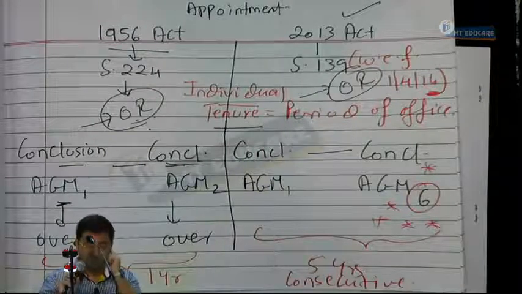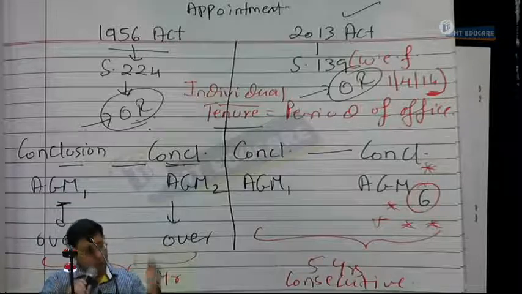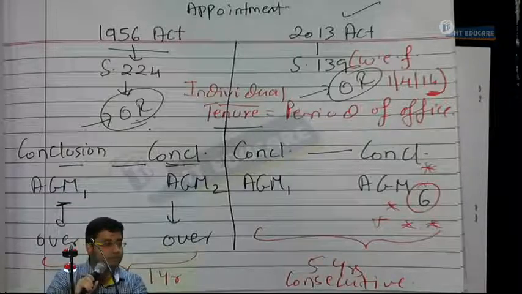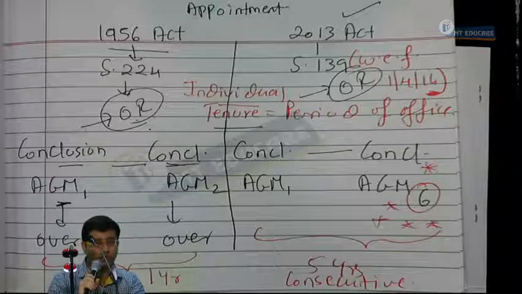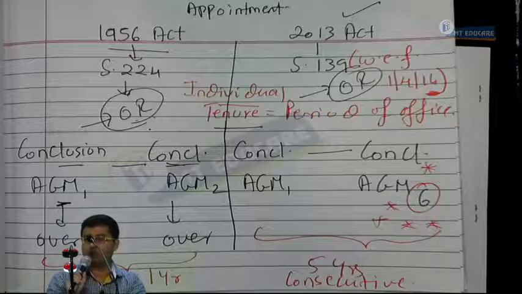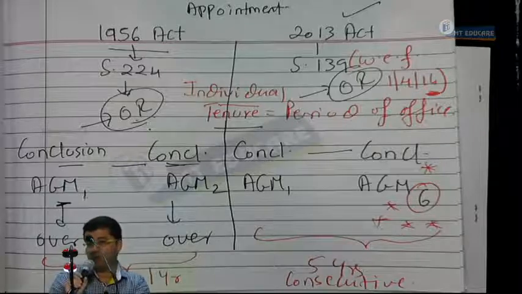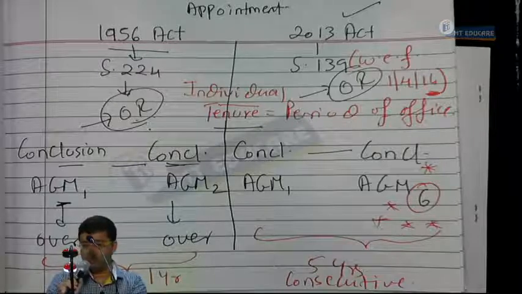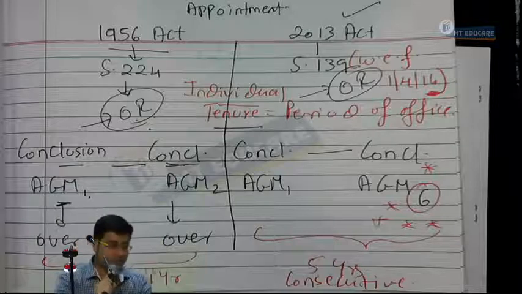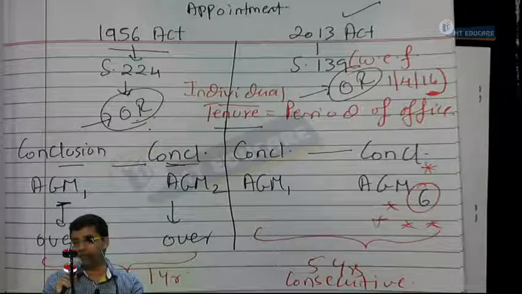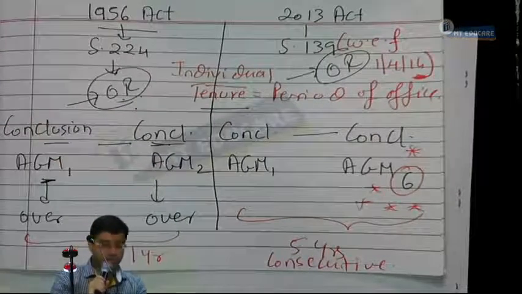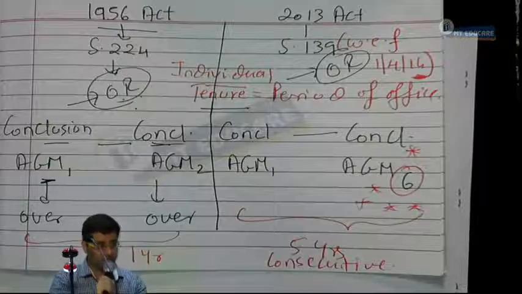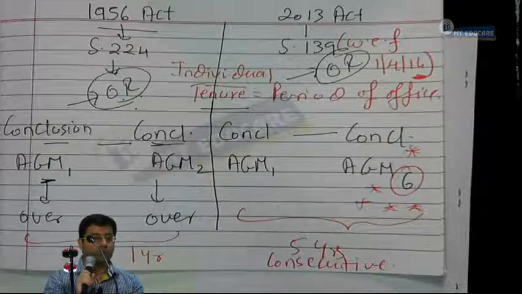Under section 139 of the Companies Act 2013, auditors will be appointed for a tenure of 5 consecutive years. Please underline this, 5 consecutive years.